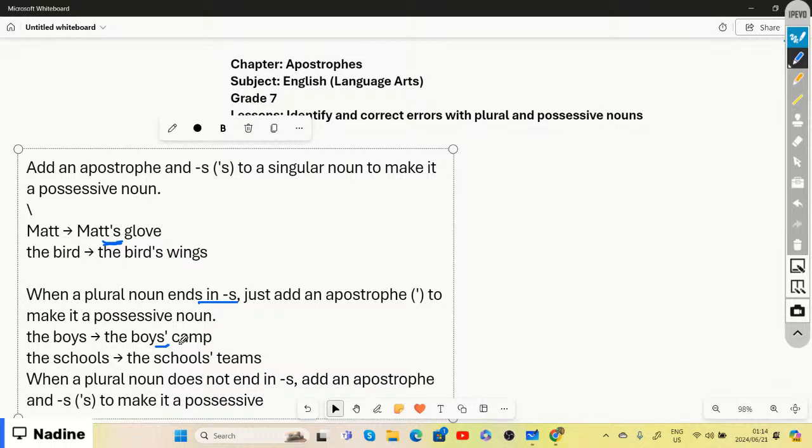We will add the apostrophe to show that it is a plural noun that we have used. Sorry, in boys' is where we put the apostrophe. Because boys is a plural noun and it refers to more than one boy, let's say going to a camp, right? And if we're talking about the boys' camp, then we are talking about the fact that it's not just one boy, but it is more than one boy who's going on that camp.